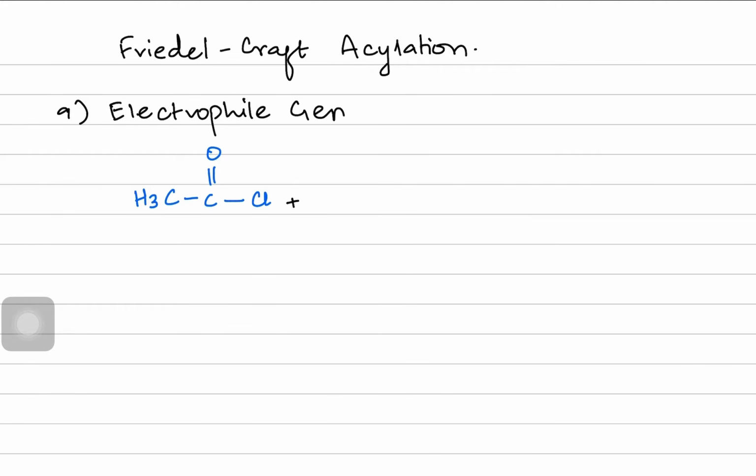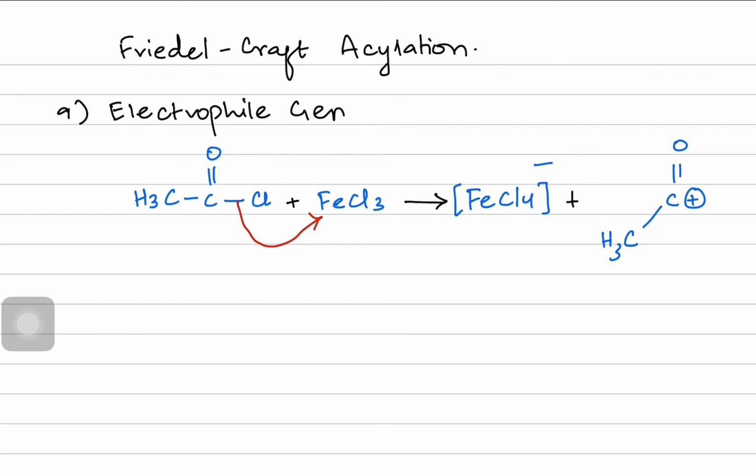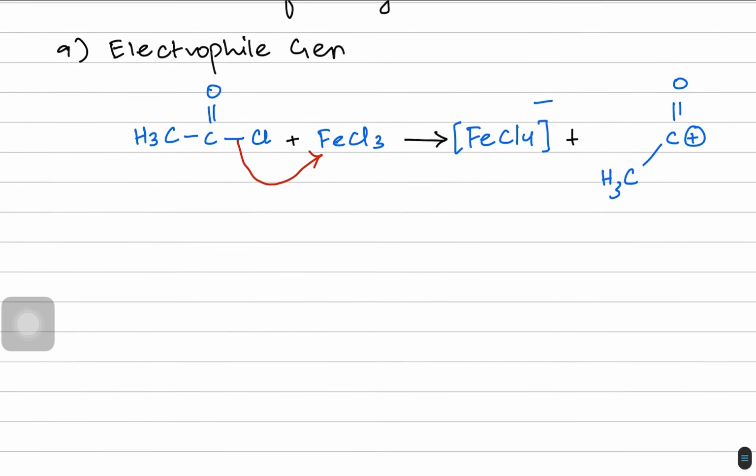or acyl chloride. In acyl chloride, I similarly use FeCl3 and acyl chloride, or you can call it ethanoyl chloride. The acyl chloride chlorine atom donates an electron pair to the iron atom and makes FeCl4 minus. What happens to the carbon of the acyl chloride? It becomes a carbocation. Now this carbocation is basically my electrophile.